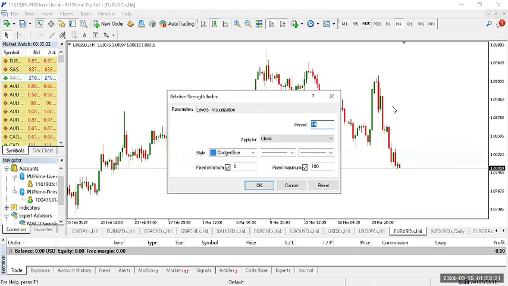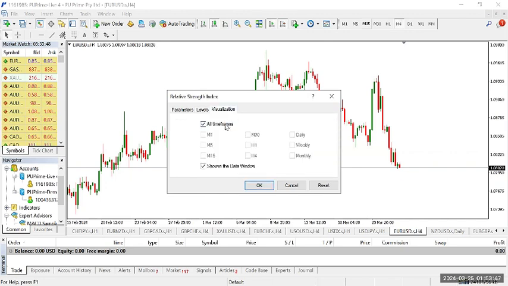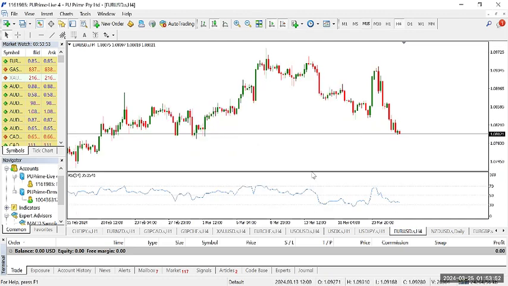Now I'll click the button, and on this dashboard under parameters, we're going to leave everything as default setting. Then on the levels, by default, you're not going to find 50. You will find 30 and 70, but I always like to add 50. It's simple, just click the add button, type 50, and that's all. It's added. Now on the visualization, just leave that also as default setting. Then click OK.